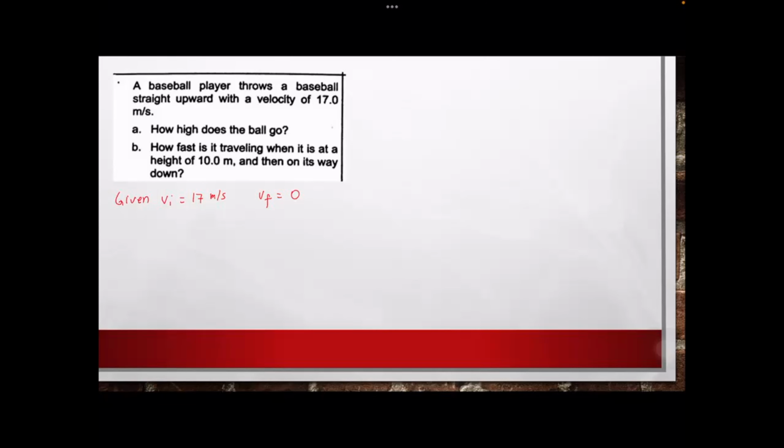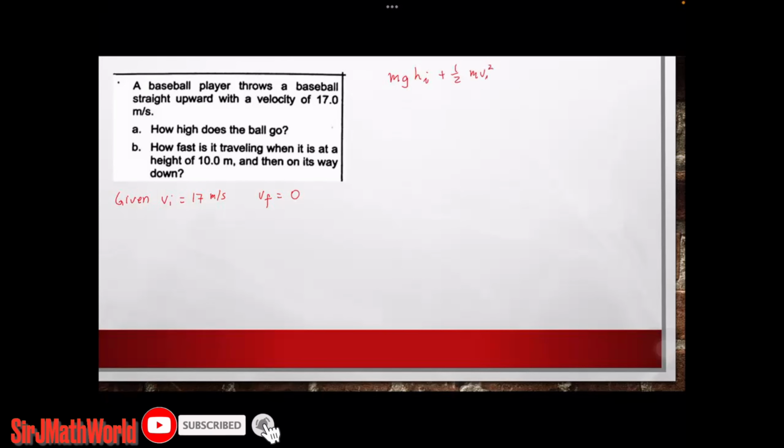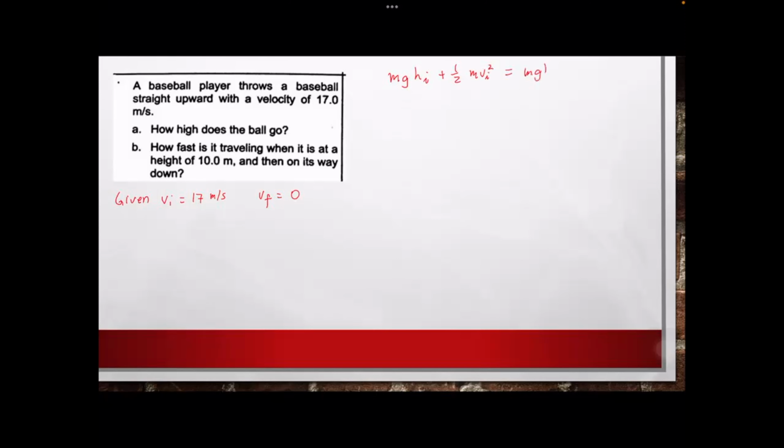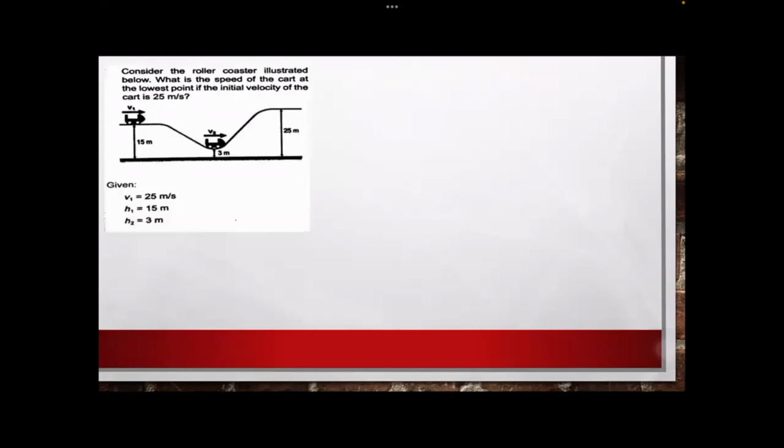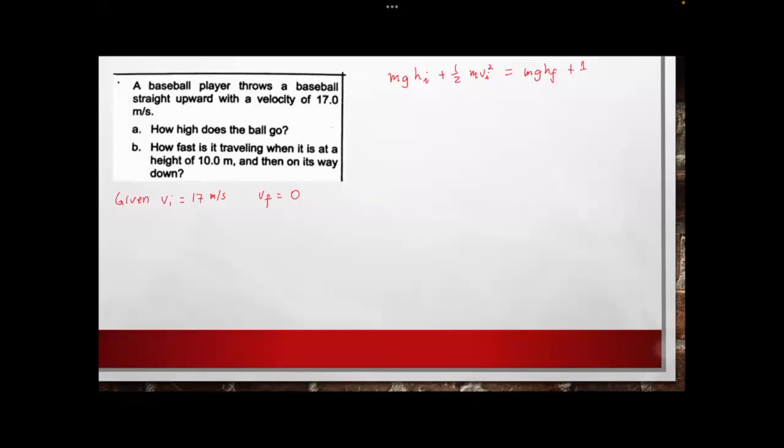Now, in order to solve the given, gagamit tayo ng solution natin. Dito na natin ilagay. So, magagamit natin ang mgh sub i plus 1/2 mv squared, this is i, is equal to mgh sub f, final, plus 1/2 of mv f squared. Since wala tayong final velocity, ika-cancel natin ito.